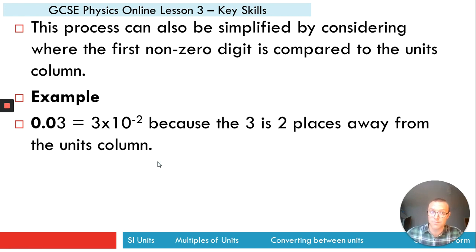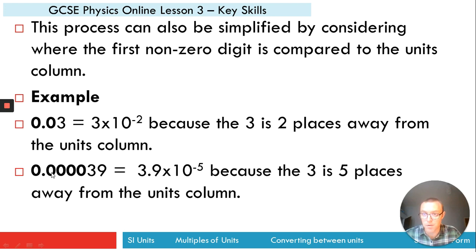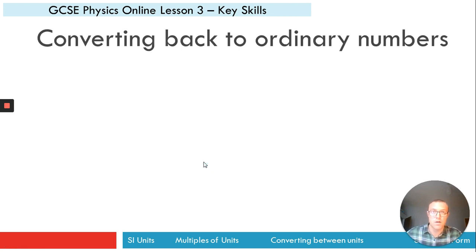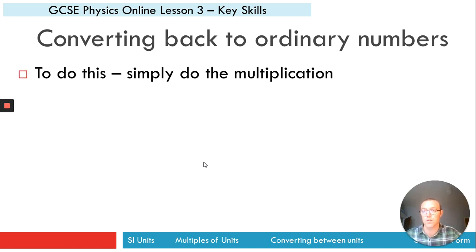Count the zeros. Same exercise, 0.000039 is equal to 3.9 times 10 to the minus 5, because the 3, you can ignore the 9 for now, the 3 is 5 places away from the units column. 1, 2, 3, 4, 5. 3.9 times 10 to the minus 5. Final step, final thing we're going to do this lesson, final piece of new information, is changing these standard form numbers back into ordinary numbers.